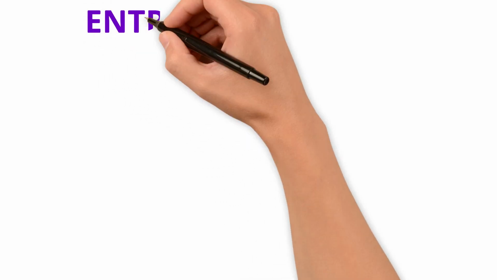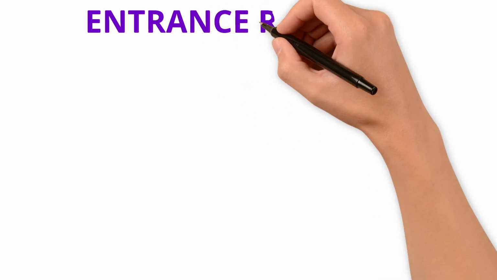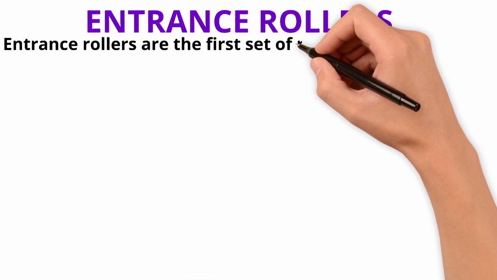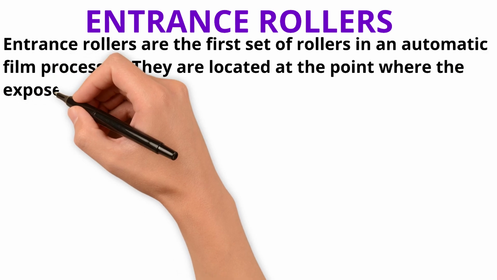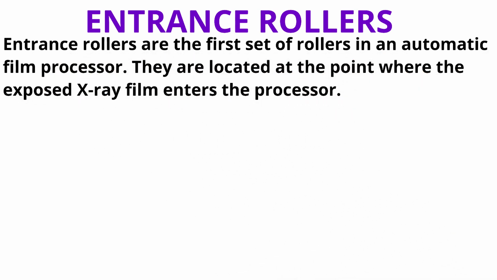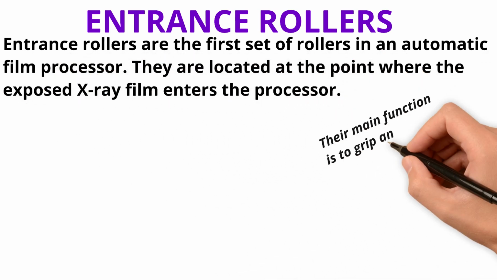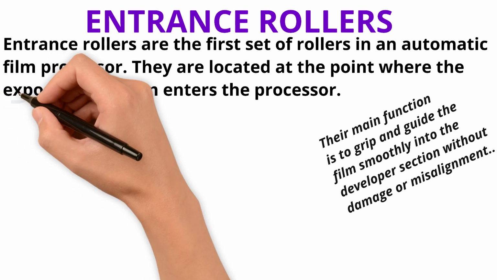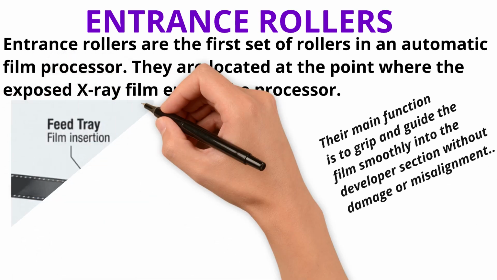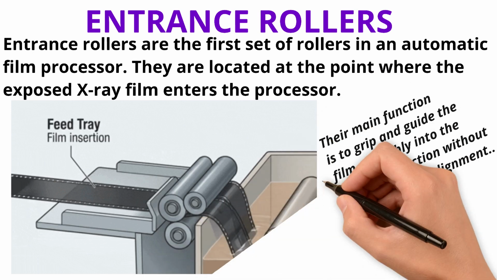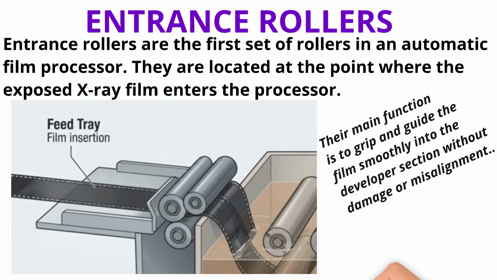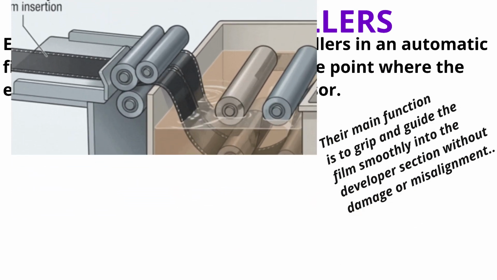Now that we've explored the feeding tray, let's move a little further inside and take a closer look at the entrance rollers. Entrance rollers are the first set of rollers in an automatic film processor. They are located at the point where the exposed X-ray film enters the processor. Once the film reaches the entrance rollers, they immediately grip it with just the right amount of pressure and guide it smoothly into the developer section. This precise movement keeps the film perfectly aligned, preventing misalignment, damage, or frustrating jams.